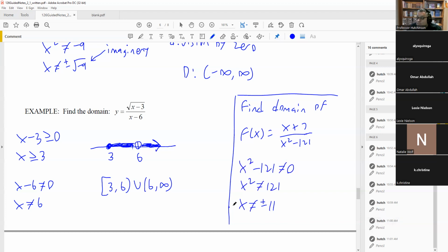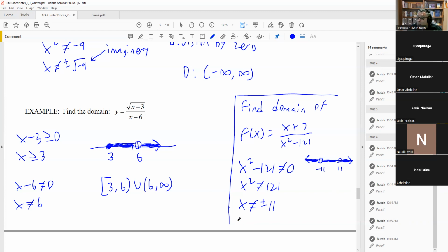As for a number line, I'll just put a number line right here. I have two open circles, one at negative 11 and one at 11. Everything before negative 11, I'm including. Everything between negative 11 and 11, I'm including. And everything after 11, I'm including. So that's what the number line would look like here. Notice that I have 3 different shaded regions here, which means that when I write my answer, I'm going to include 3 different intervals.